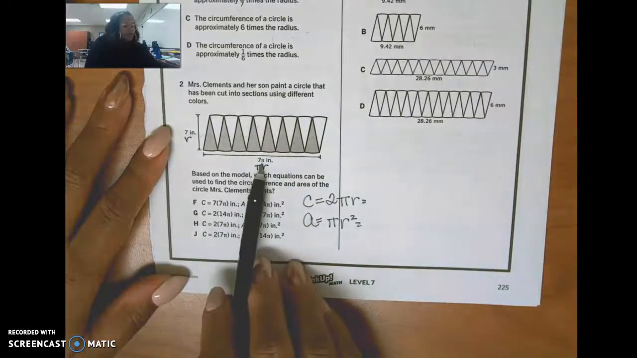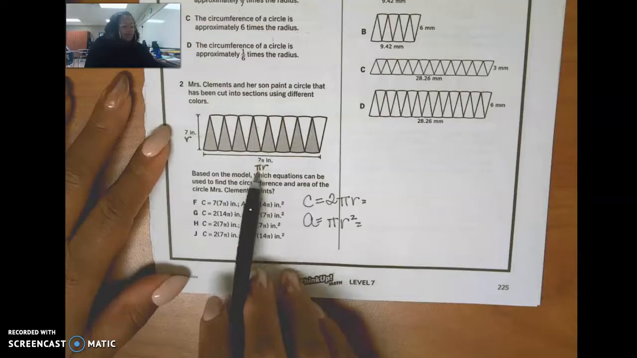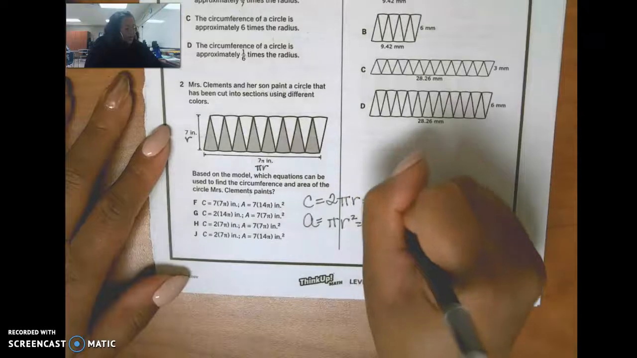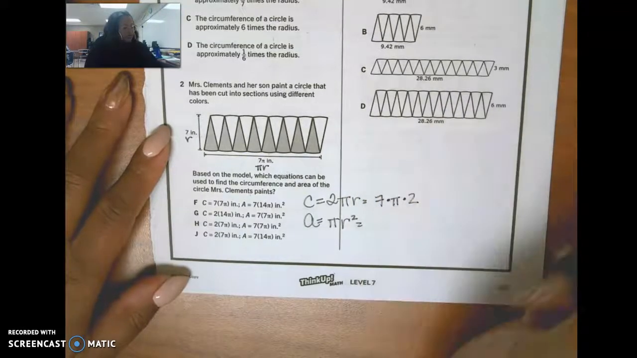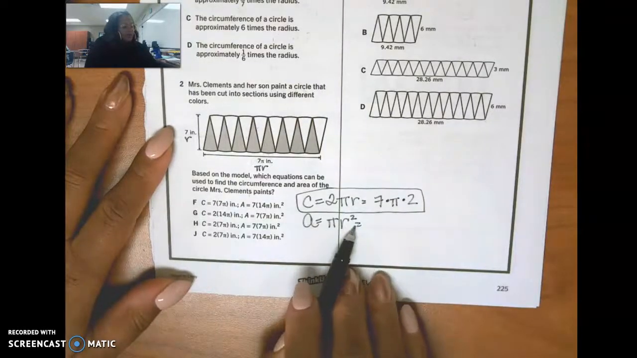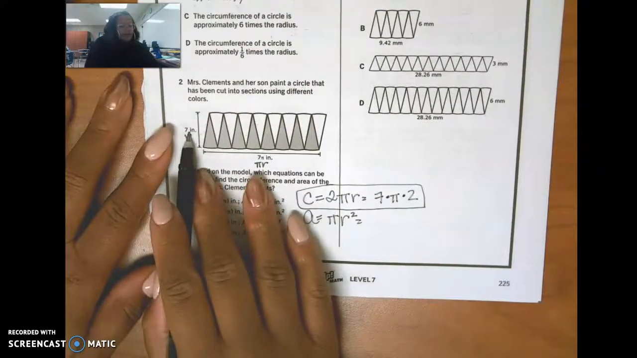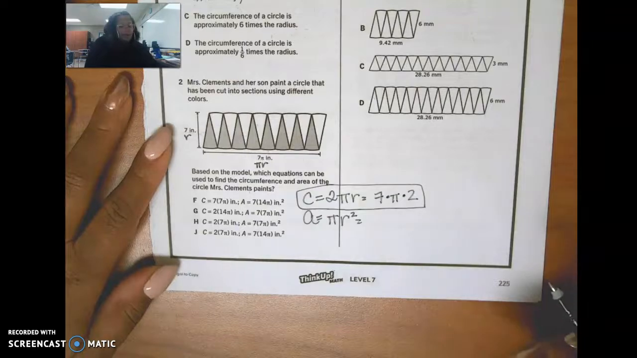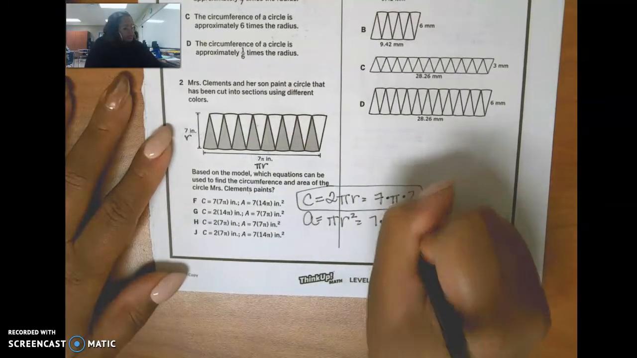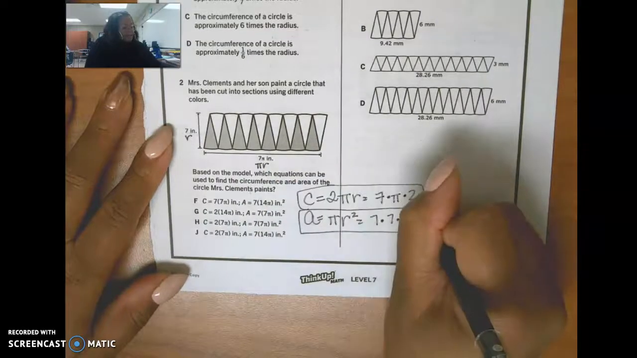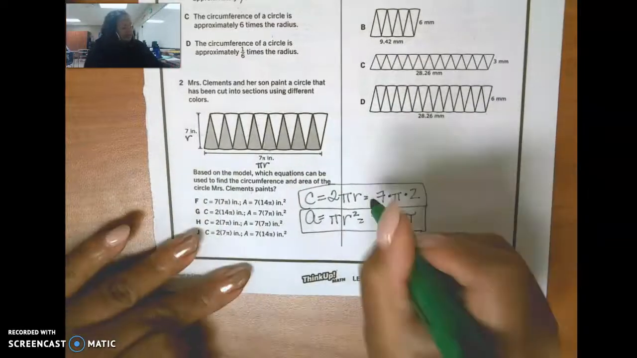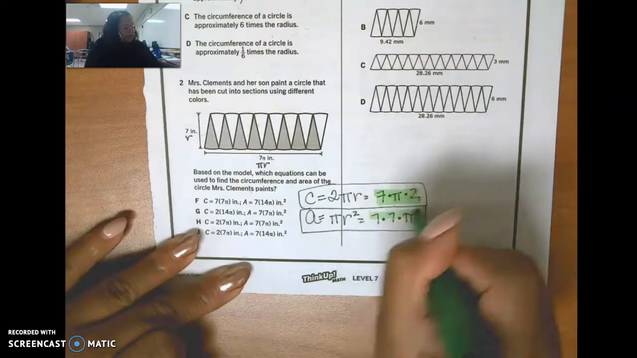Okay, so I need 2 times pi times radius. So this is pi times radius, and I need 2 of these. So I need 7 times pi times 2 for my circumference. And then pi times radius squared. So I need 7 times pi. Which answer matches what I wrote here? Particularly here and here.